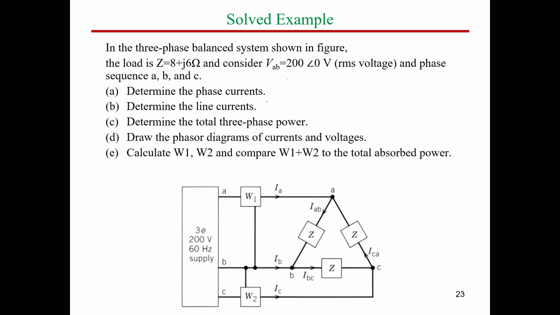And VAB is the line volt. So this is A here, this is B here. So the line volt is 200 volt at angle 0. So it provides me with the angle. So angle, guys, is something virtual.